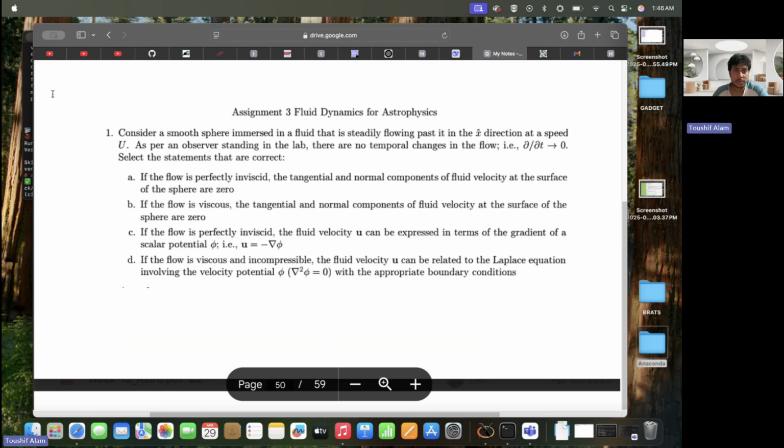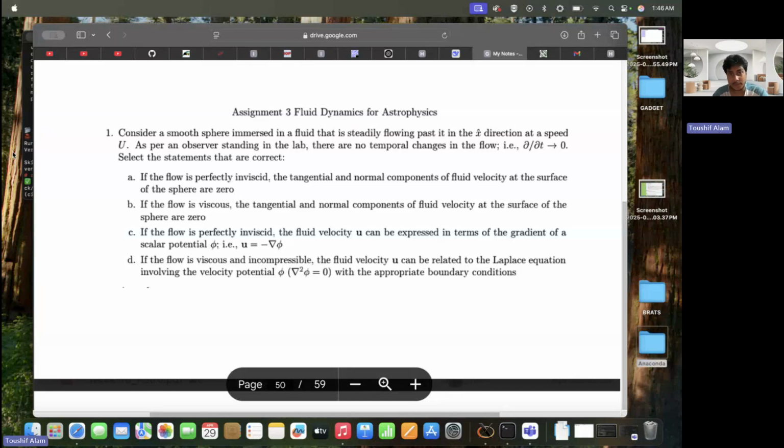I'll give you some hint. As you have already done the assignments, I will still give you a hint that you can think of. It talks about a smooth sphere that is immersed in the fluid, and the fluid is flowing in the positive x direction. The velocity is given as u.